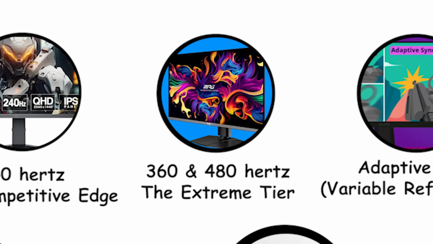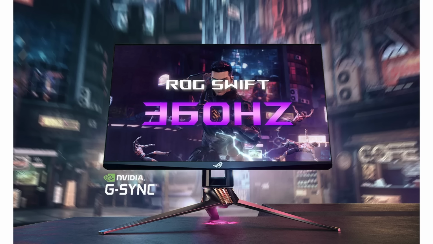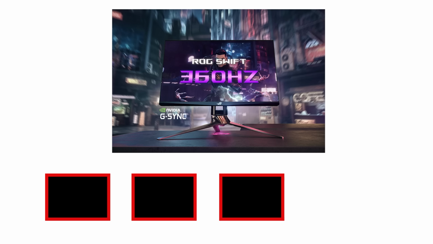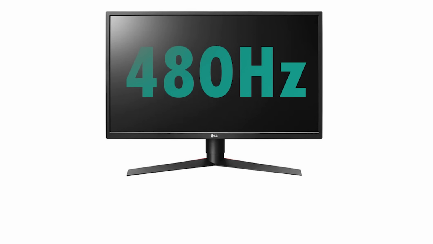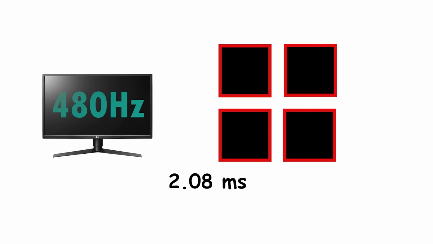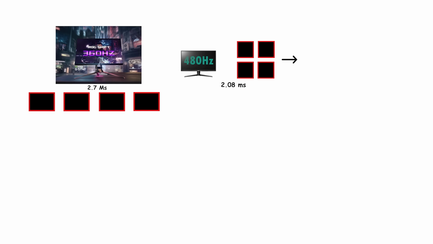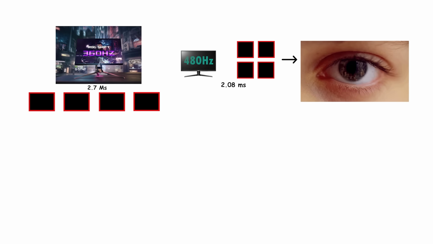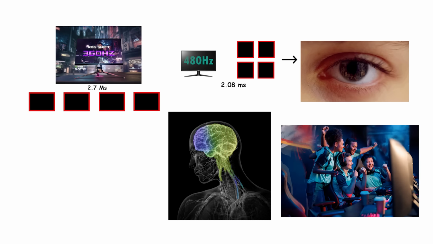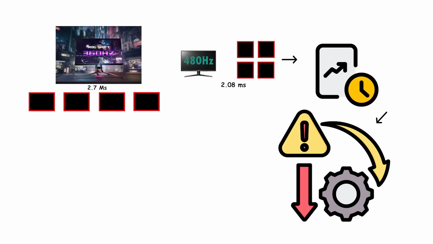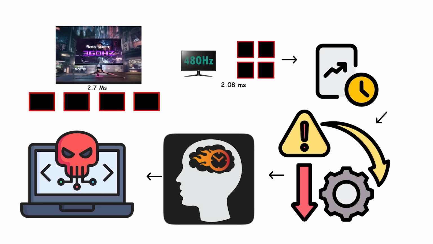360 and 480 Hz, the extreme tier. At 360 Hz, each frame lasts about 2.77 milliseconds. At 480 Hz, it drops to 2.08 milliseconds. That's shorter than the time it takes to blink, sneeze, or question why you bought a monitor faster than your brain. These displays exist almost entirely for professional esports. They're built to minimize input delay to the absolute limit that current technology and human reaction time can meaningfully exploit.